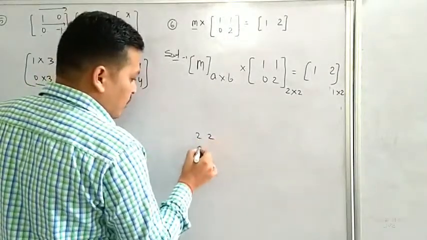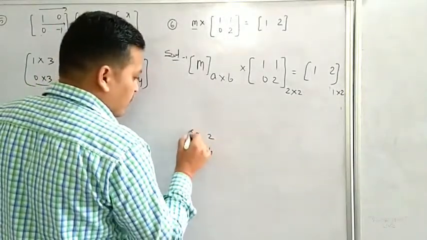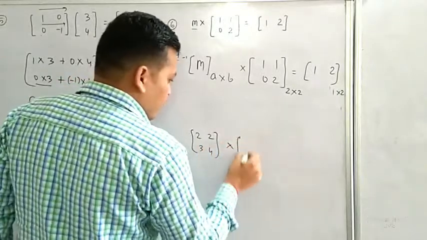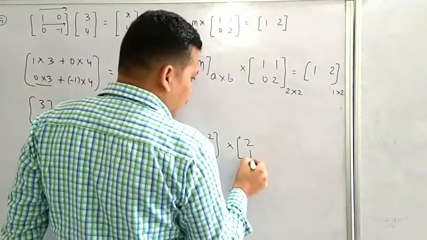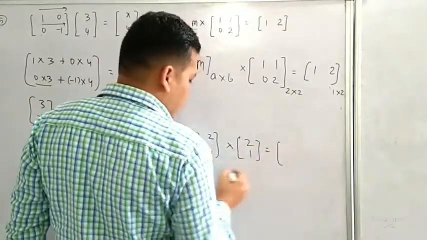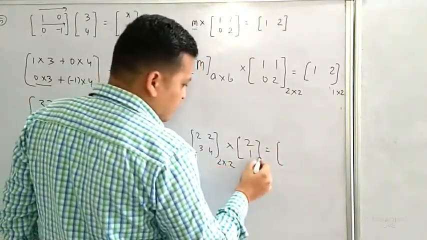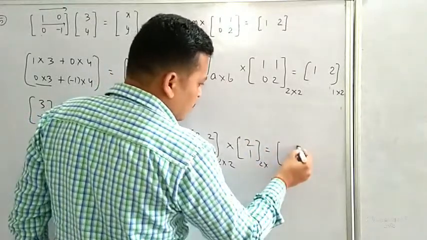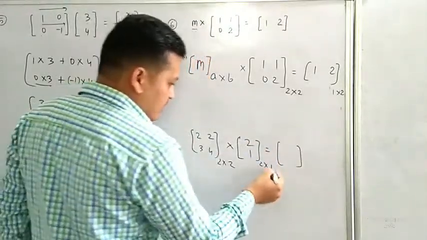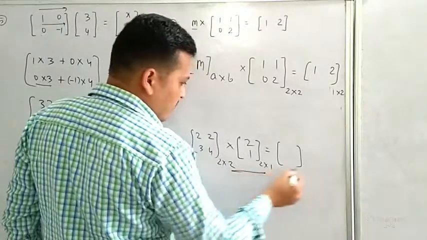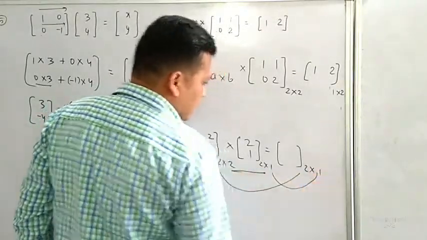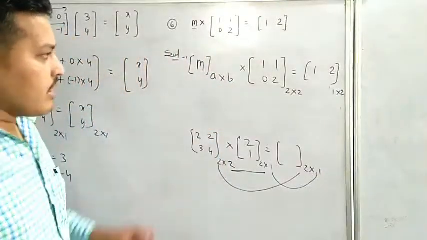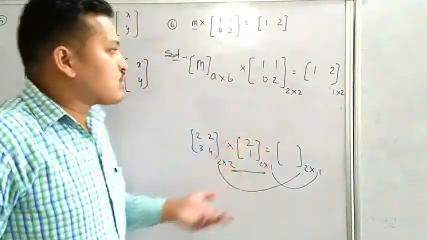If it is given 2 cross 2, then into 2 cross 1, what is the answer? This is 2 cross 2 and this is 2 cross 1. So the answer will be, this will be the same, so first 2 into and this last. This is what we have to follow here. So we have to compare both parts.